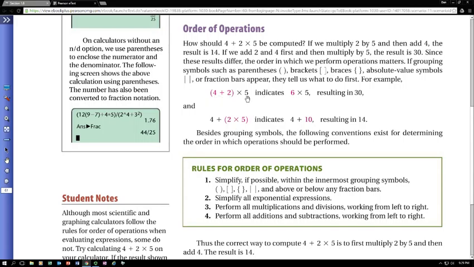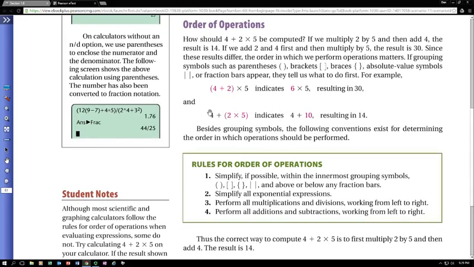So if we have this multiplication, 4 plus 2 times 5, order of operations tells us we have to do what's in the grouping symbol first, which is 6. And we get 6 here. And then we multiply times 5 to get 30.